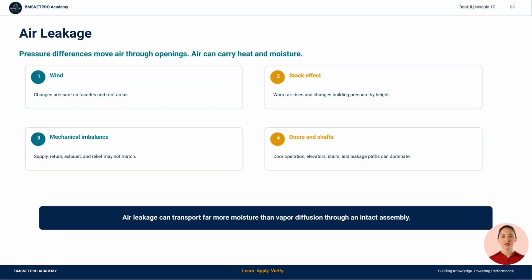Air leakage is driven by pressure difference. Wind, stack effect, mechanical supply and exhaust imbalance, door operation, shafts, and envelope discontinuities all matter. Air leakage is not only an energy issue. Air carries sensible and latent energy. In humid climates, infiltration can bring moisture into the building. In cold climates, exfiltration can carry indoor moisture into cold assemblies where it can condense.